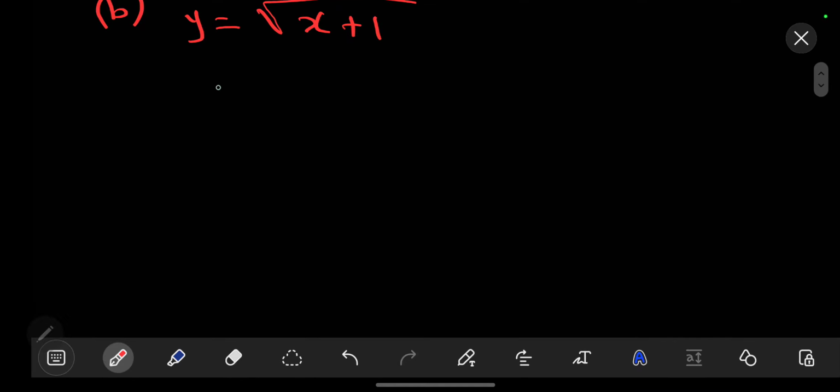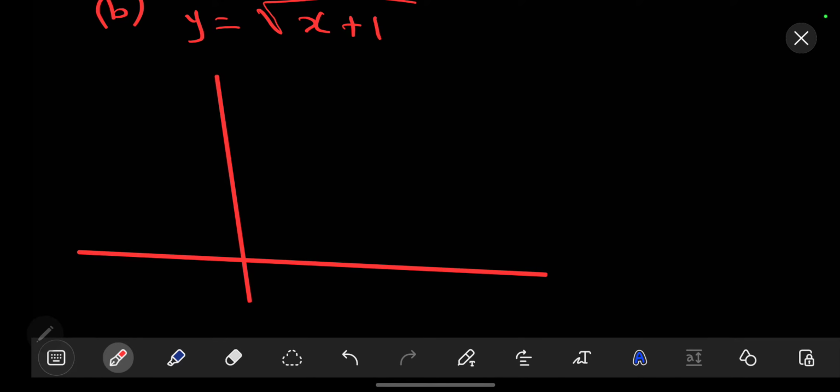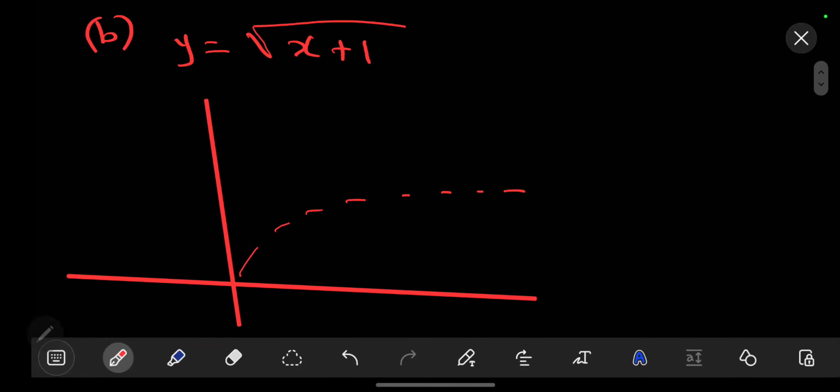Same approach. We draw our straight line. Then here we have our mother graph, y equal to the square root of x, which goes like that. Then this x plus 1 is the same as having x plus 1 equal to 0, so our x will be equal to -1. This x equal to -1 means this will be your new origin, meaning it's a shift to the left.